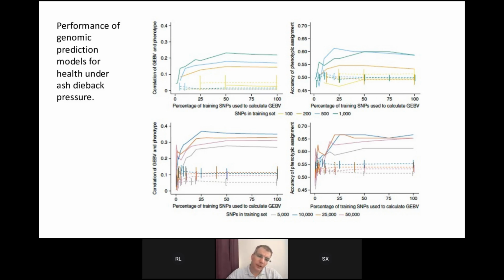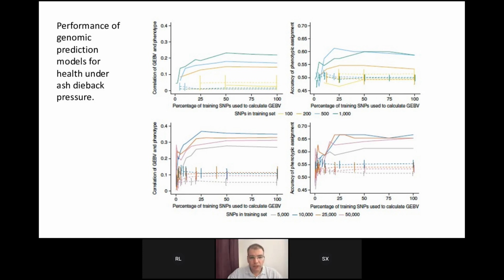So what we have here on the vertical axis is the correlation of our genomically estimated breeding values and the phenotype. And then along the horizontal axis, we've got the percentage of training SNPs used to calculate the genomically estimated breeding value. So this point here, for example, is using 1,000 SNPs in our training set and using all 1,000 of them in our genomically estimated breeding value. So that's the very tip of the green line in the top left-hand chart.